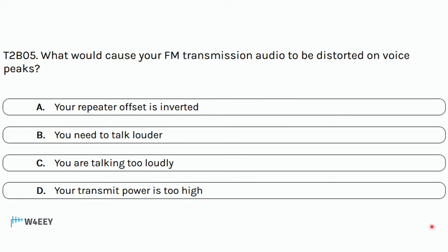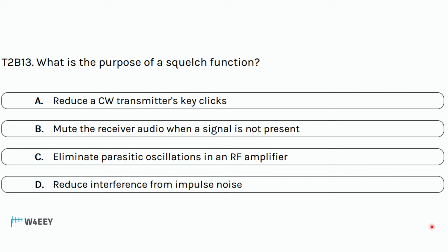All right. What would cause your FM transmission audio to be distorted on voice peaks? Charlie. It can be as simple as you're talking too loudly, and what you can do is just move the radio away from you. And what is the purpose of a squelch function? B, Bravo. Yeah, we heard it on the Baofeng. When I push that button on the side, you got that horrendous static. It mutes the receiver audio when a signal is not present.